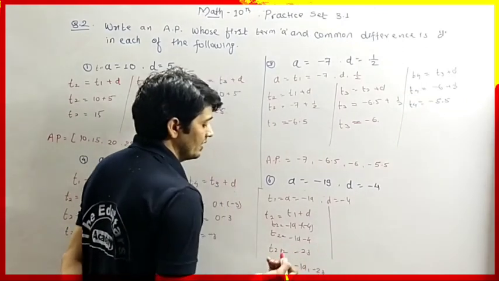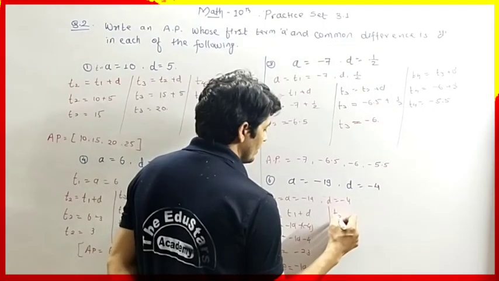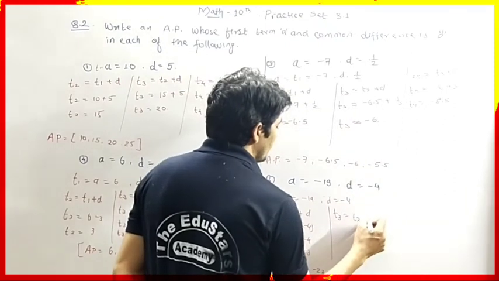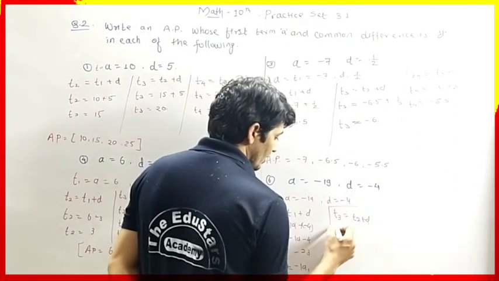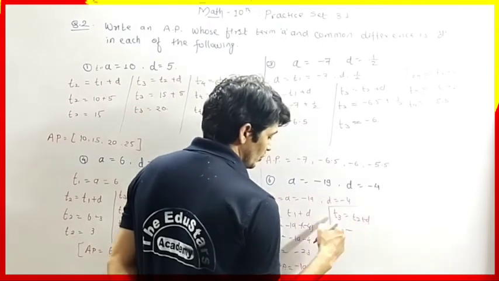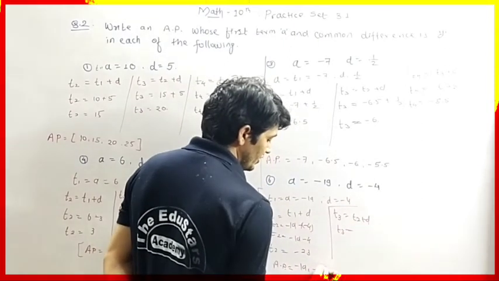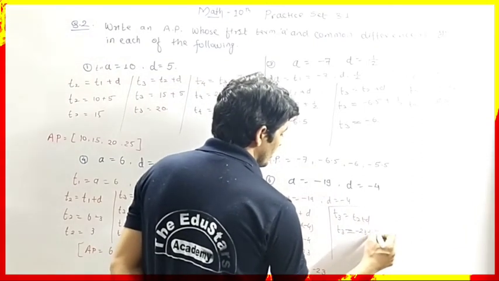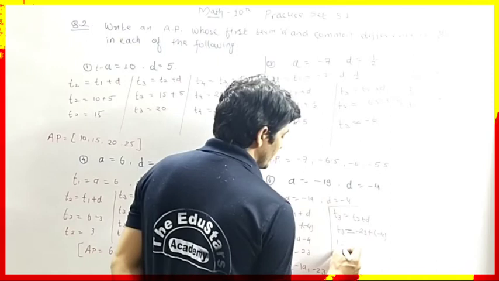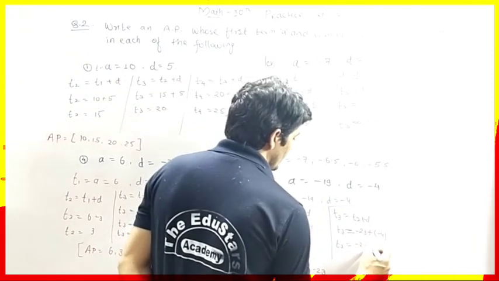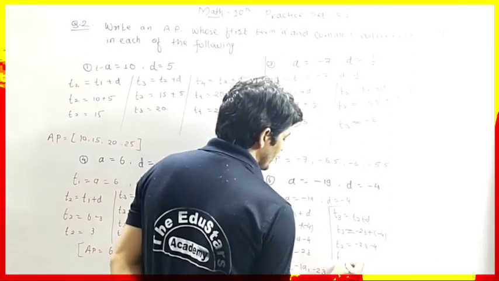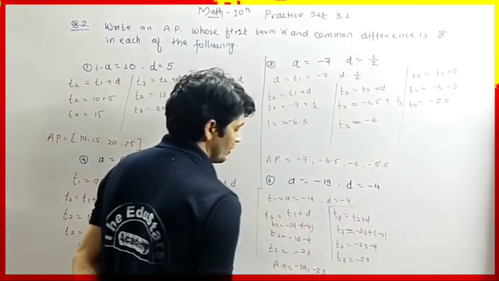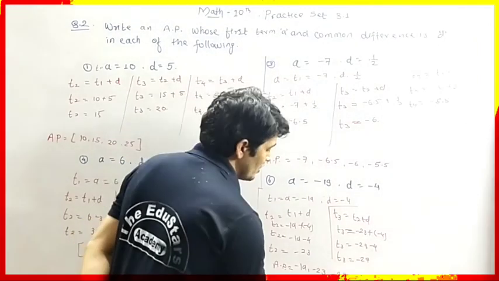Now we will identify the T3. T3 equals T2 plus D. What is T2? T2 is minus 23, plus D is minus 4. So T3 equals minus 23 minus 4, so T3 equals minus 27. Okay, so the next number will be minus 27.